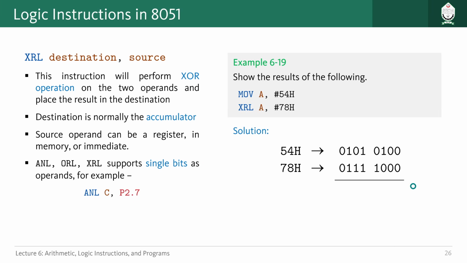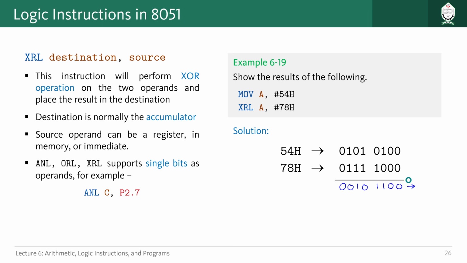Next, XRL. XRL is similar, just here we are doing the XOR operation. For the XOR operation, we know that an odd number of 1s gives us 1. That means whenever both of them are 1, the value should be 0. Both of them 0, the value should be 0. But if only one of them is 1, the value should be 1. So here we are going to get 0, 0. Here it should be 1. Here it should be 0. Here it should be 1. Here it should be 1. Here it should be 0, 0. And the value should be saved in the destination.